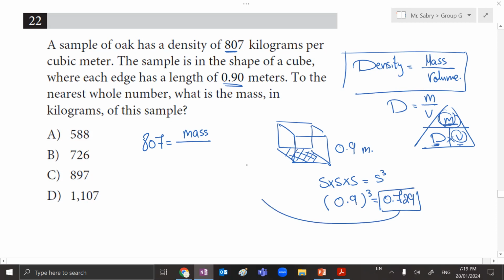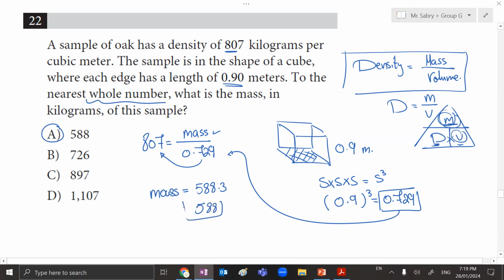So this is now the volume. I'll put here 0.729. If I need to find the mass, I'll take this to the other side by multiplication. So then the mass will be equal to 807 times 0.729. That's 588.3. Well, they said to the nearest whole number, so I'll have to make it 588. Exactly. Makes sense?